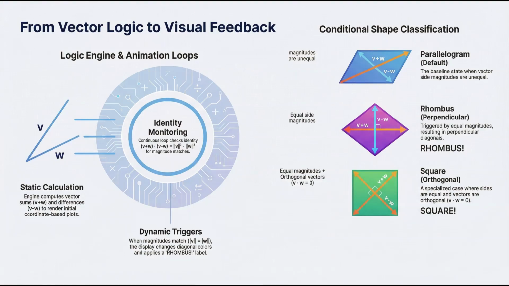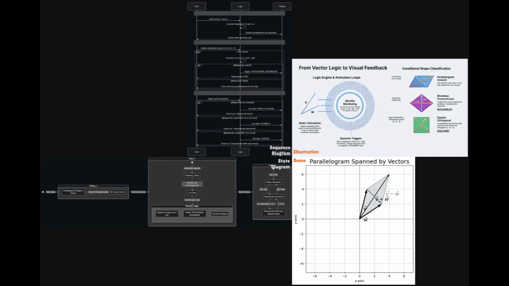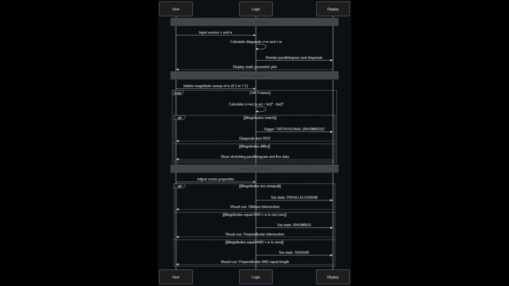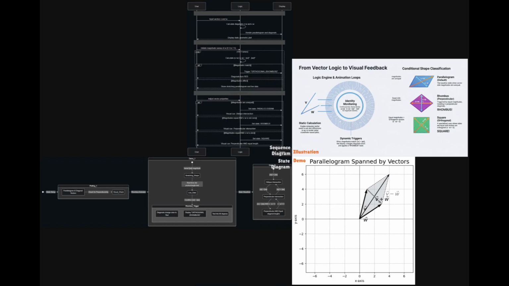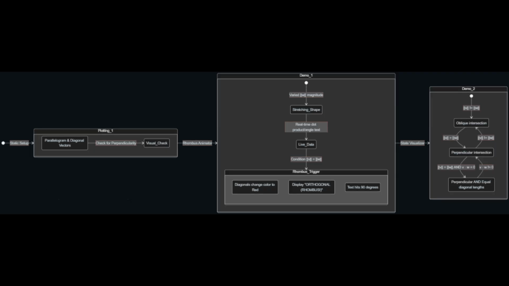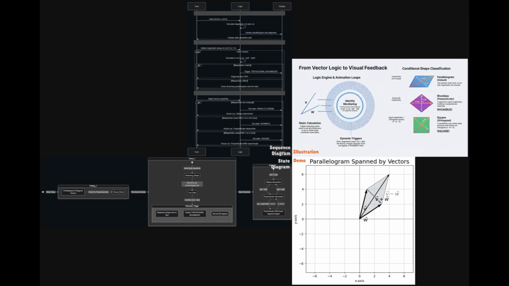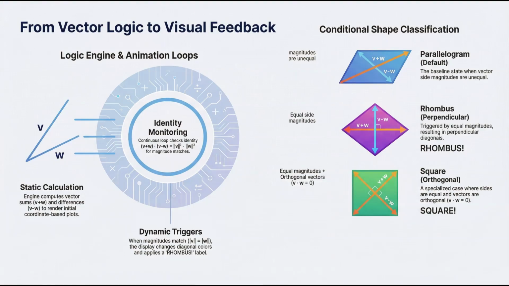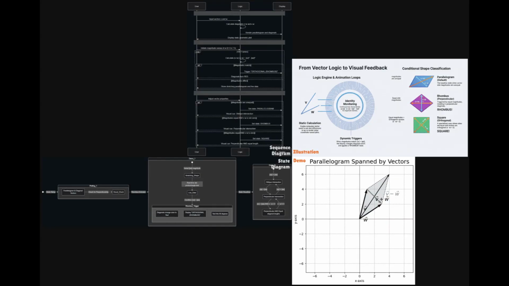The sequence diagram acts as the logical blueprint for the system's engine. It begins with a static plot where the system takes input vectors to render a basic parallelogram and its internal diagonals. The process then moves into a dynamic animator phase, where the length of one side is continuously varied. During this loop, the engine constantly monitors whether the lengths of the two generating sides have become equal. The moment these side lengths match, the sequence sends a specific trigger to the display to change the visual feedback.